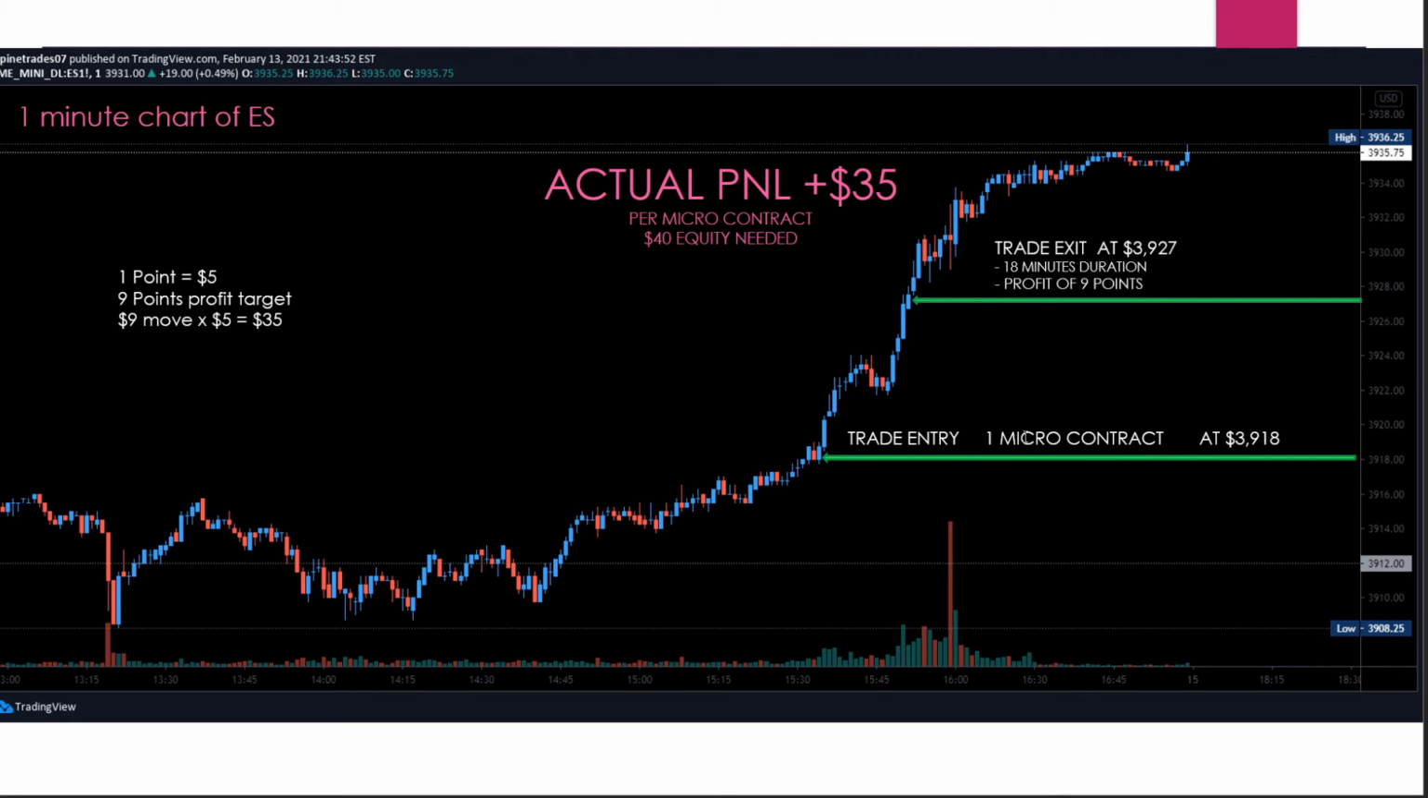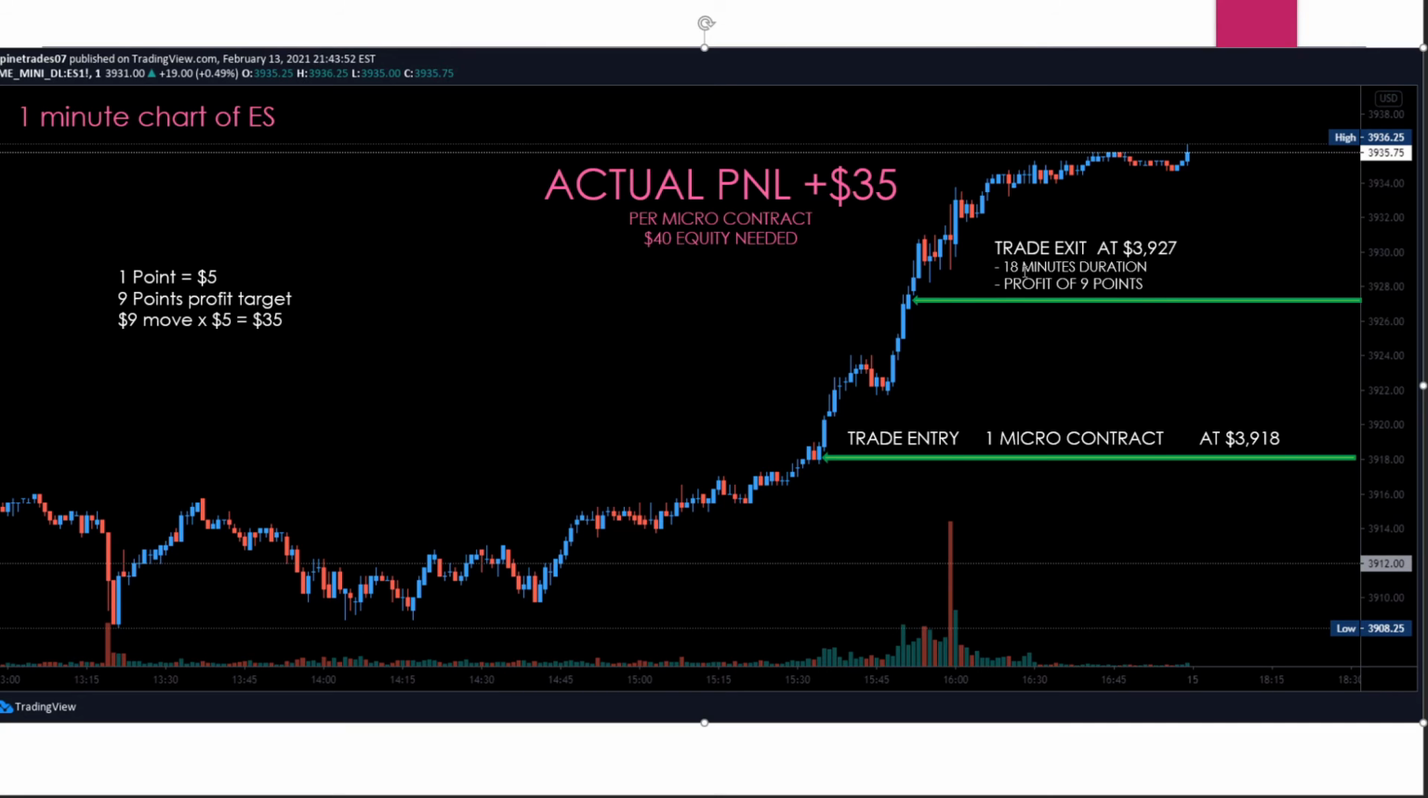So let's say we enter with one micro contract, which would cost us only $40 of equity, and we enter at 3,918 here for the breakout. And let's say we sold it here for a profit of 9 points at 3,927. So let's do the math. For every point we have $5 of profit, and we made 9 points total. So 9 times 5 is $45. So for just a $40 contract, we made $45 profit in just 18 minutes.